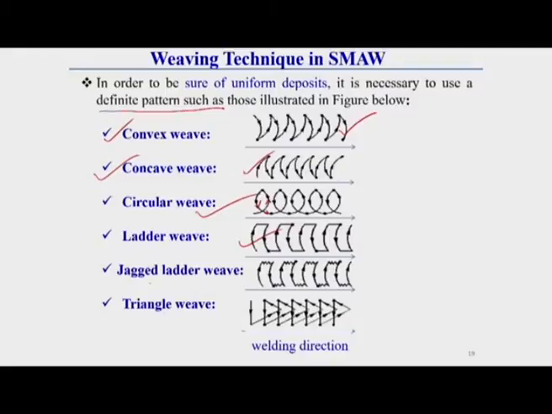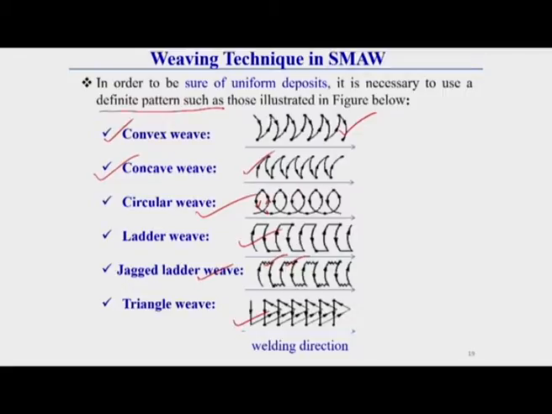This can be a jagged ladder wave. You see at this horizontal position, generally some zigzag motion is used. So, that is why it is called jagged ladder wave weaving operation. It can also be a triangular shape, and how this triangular shape is made is also given.